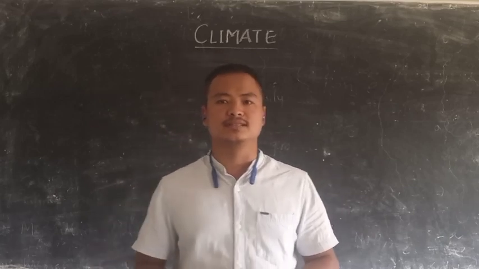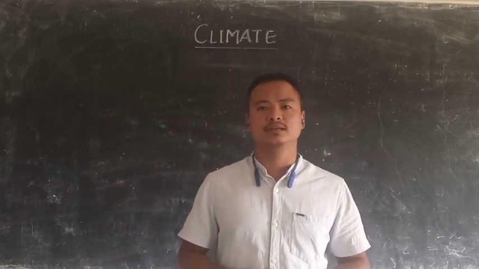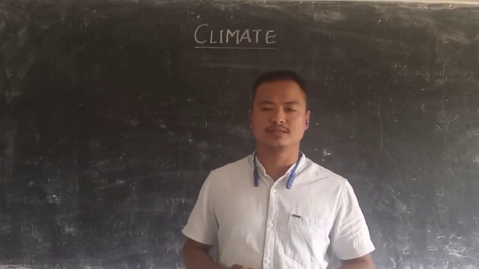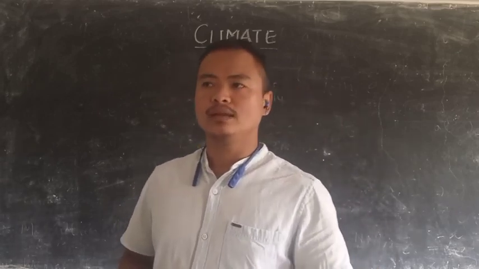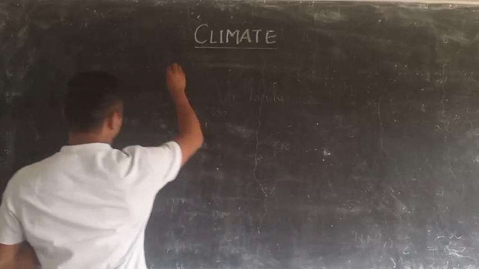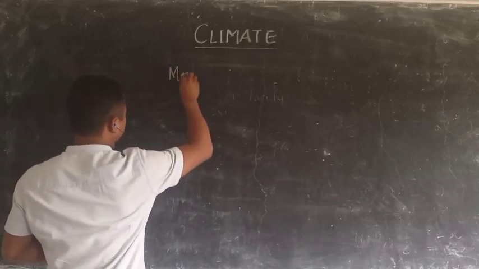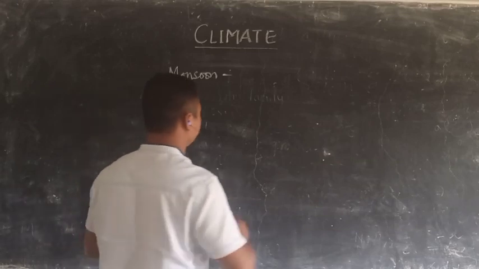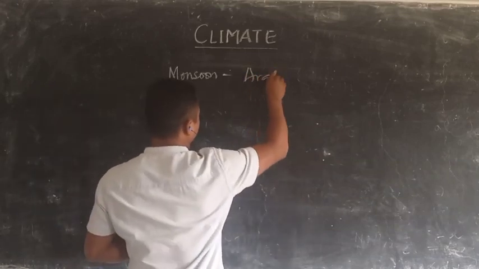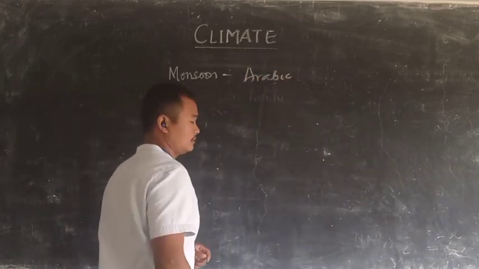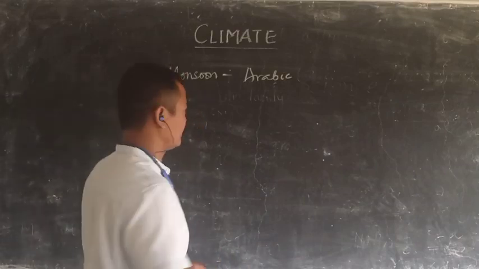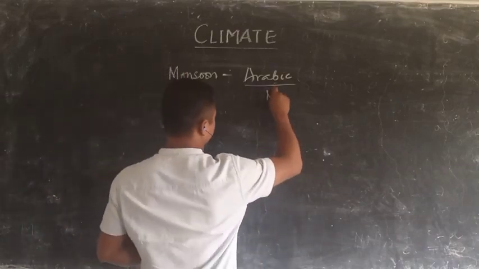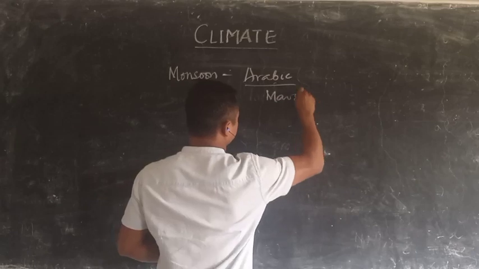Today we shall be discussing the chapter Climate. When we talk about the climate of India, we call it the monsoon type of climate. Monsoon is an Arabic term. In fact, monsoon is derived from the Arabic term, and this means season.